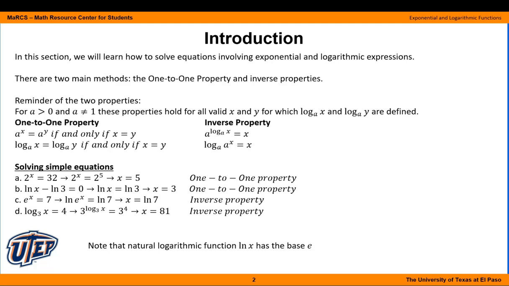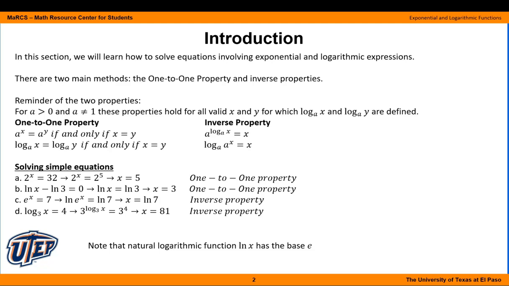In this section, we will learn how to solve equations involving exponential and logarithmic expressions. There are two main methods that we will use, the one-to-one property and the inverse property. Let's briefly review these properties. The one-to-one property tells us that if two exponential expressions with the same base are equal, then their exponents must also be equal. Likewise, if two logarithms with the same base are equal, then their arguments must be equal. This is the one-to-one property.